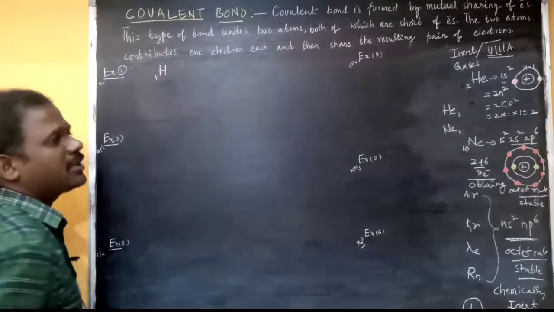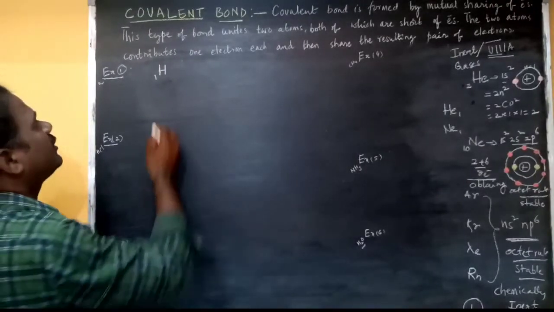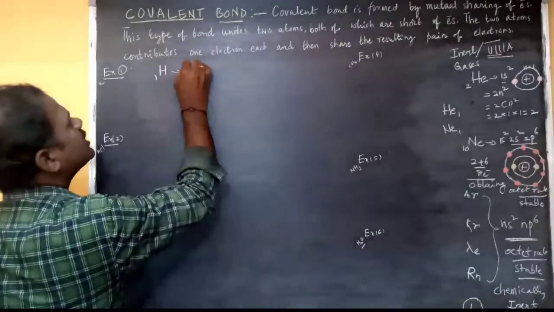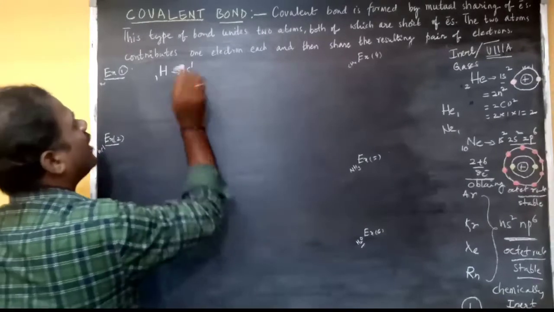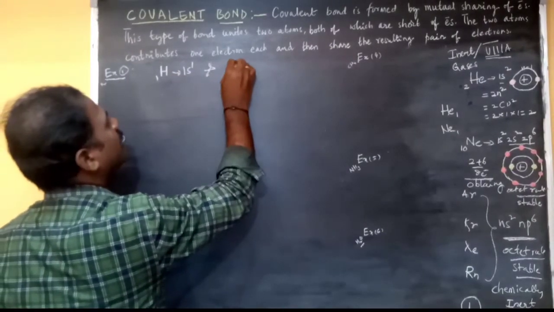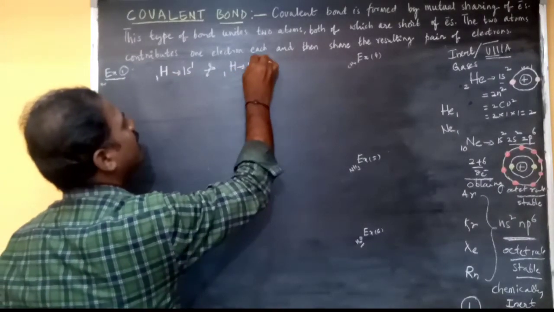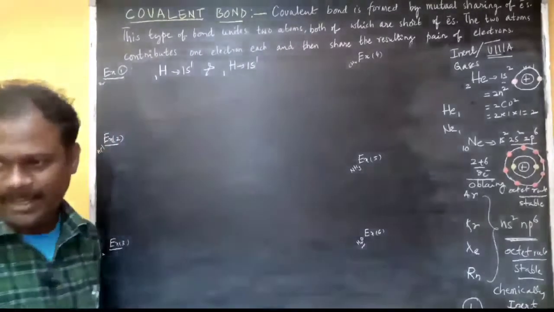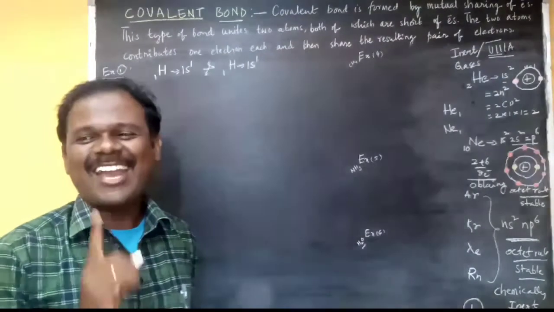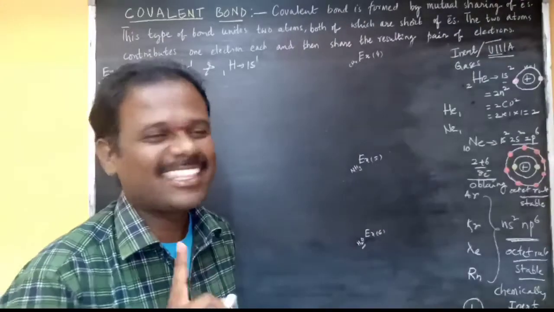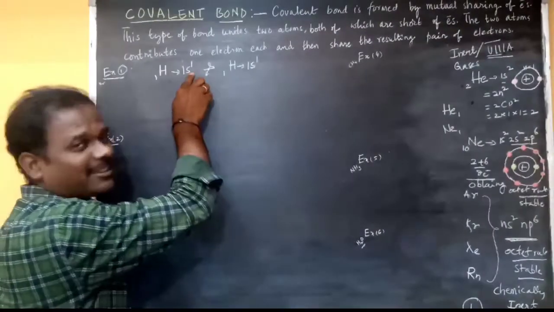So what is the atomic number? That will be 1. So what is the electronic configuration, sir? 1s1 is the electronic configuration of the hydrogen atom. And for another hydrogen atom, 1s1 is the electronic configuration. So the total number of valence electrons in the hydrogen valence shell is only 1.